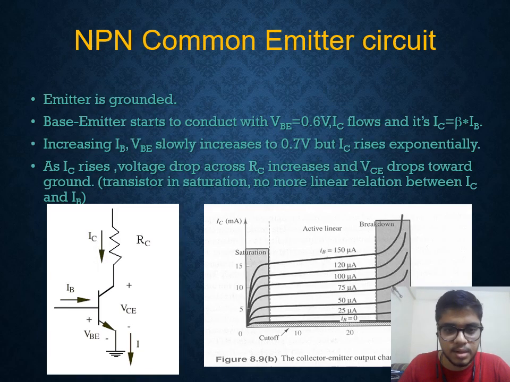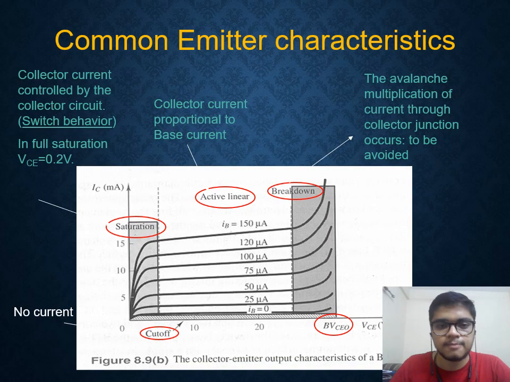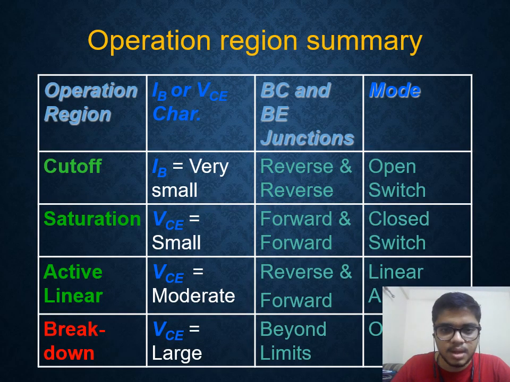NPN common emitter circuit. The emitter is grounded, and the base-emitter junction starts to conduct at about 0.62 volts. This is the example and this is the graph, which shows that it will break down if the voltage is greater than the expected voltage. Common emitter characteristics show the active linear or breakdown regions, and this is the cutoff region, and BV is the breakdown voltage. These are the operation regions: cutoff, saturation, active linear, and breakdown, and these are the values for them. This should be in range only.